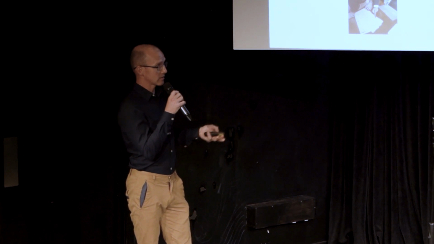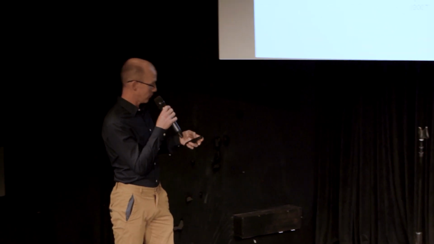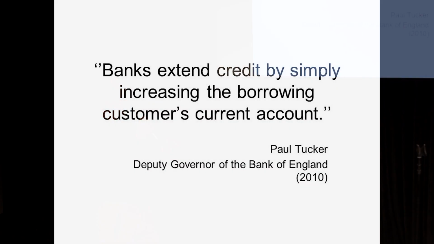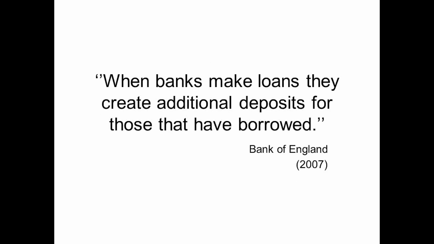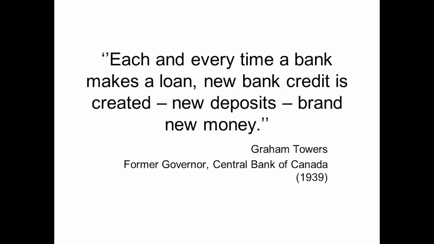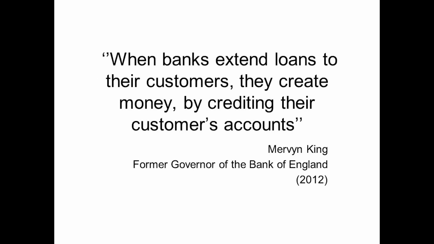Now, not everyone thinks it is that simple, but I'll try to prove it in 3 different ways. First of all, just some quotes from people who should know what they're talking about. So, here we go. Banks extend credit by simply increasing the borrowing customer's current account. When banks make loans, they create additional deposits for those that have borrowed. Each and every time a bank makes a loan, new bank credit is created, new deposits, brand new money. Money is primarily created through the extension of bank credit. The commercial banks can create money themselves. And finally, from Mervyn King, the Bank of England, when banks extend loans to their customers, they create money by crediting their customers' accounts.